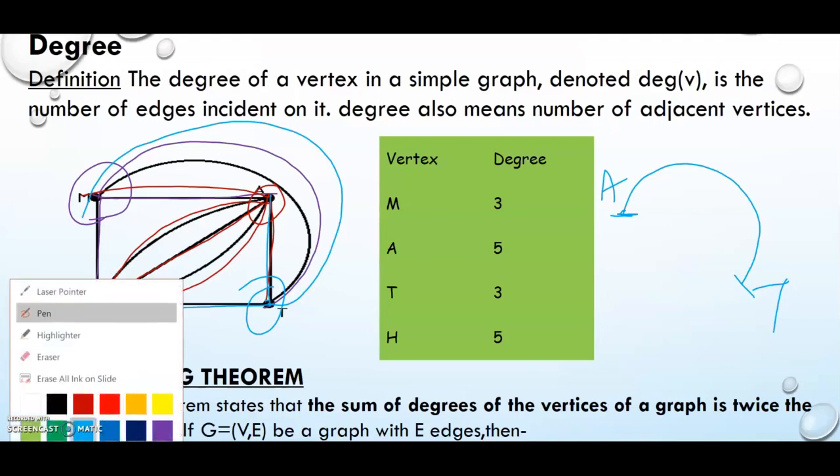What about H? How many lines are there at H?